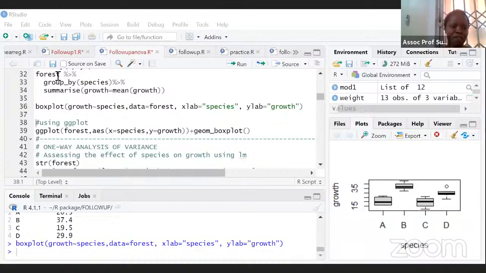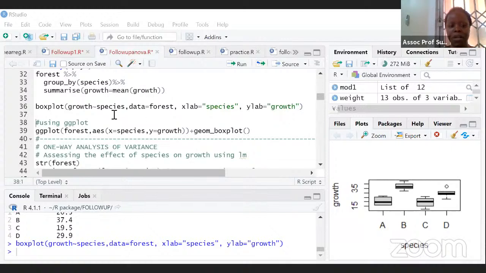So we have the object and we are summarizing by species. Then we are also asking the summary to be for growth. And it is the mean that we want.